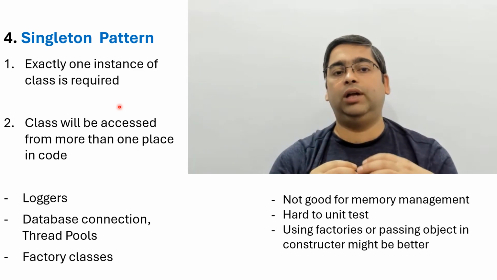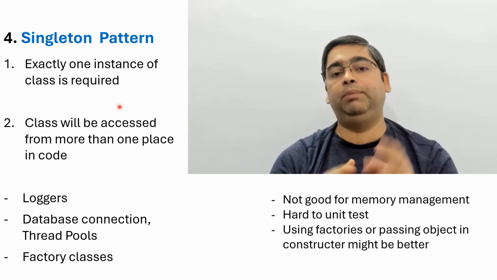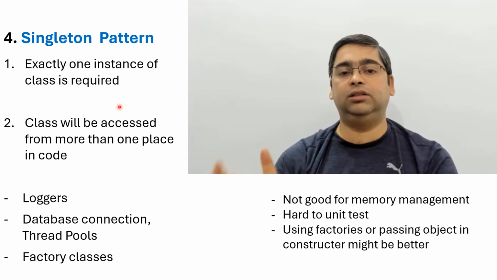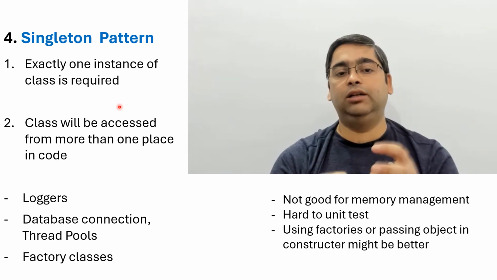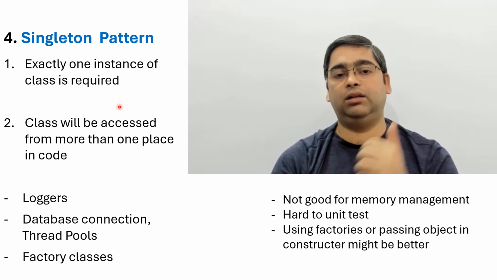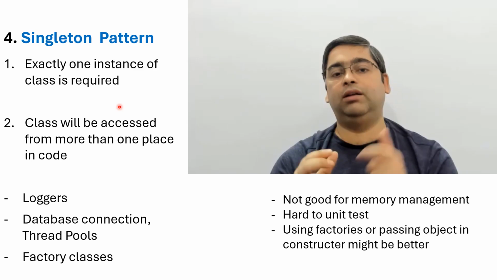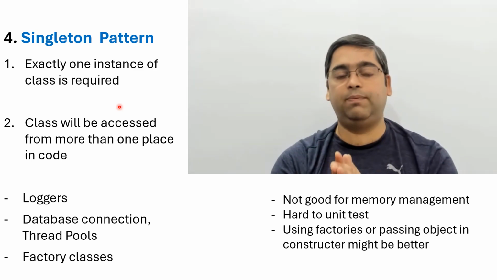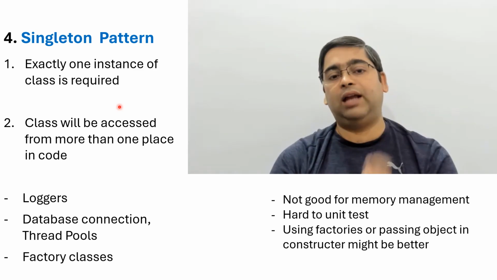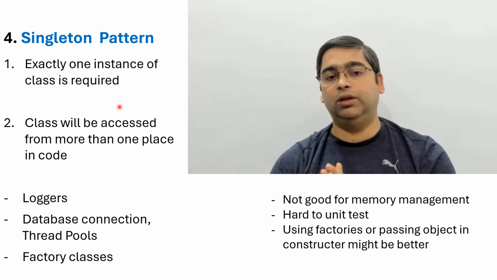So I am here to tell you which are the places you should not use it, precisely because using the singleton pattern has its disadvantages. Precisely two conditions need to be satisfied whenever you are using a singleton design pattern. The first one is that exactly one instance of the class is required, and everyone gets this, and they tend to put it everywhere. But the second one is that the class will be accessed from more than one place in your code, especially in a multi-threaded environment. This most people ignore.